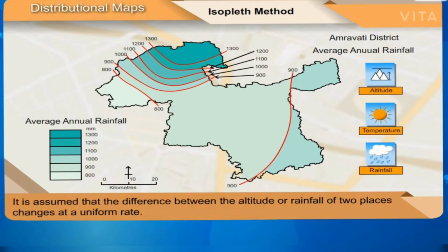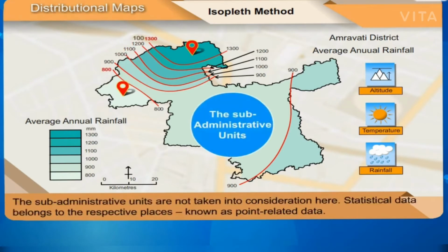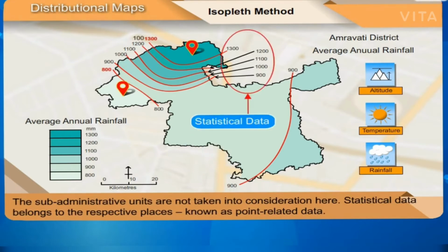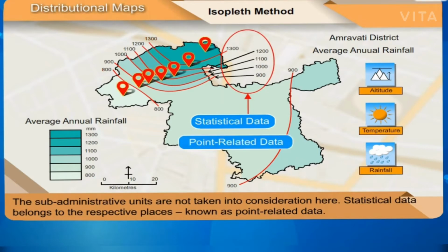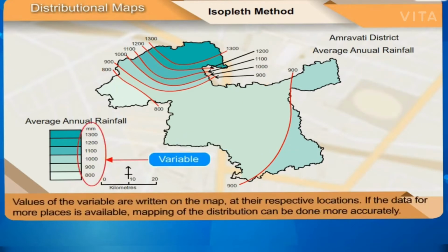It is assumed that the difference between the altitude or rainfall of two places changes at a uniform rate. The sub-administrative units are not taken into consideration here. Statistical data belongs to the respective places, known as point-related data. Values of the variable are written on the map at their respective locations. If the data for more places is available, mapping of the distribution can be done more accurately.